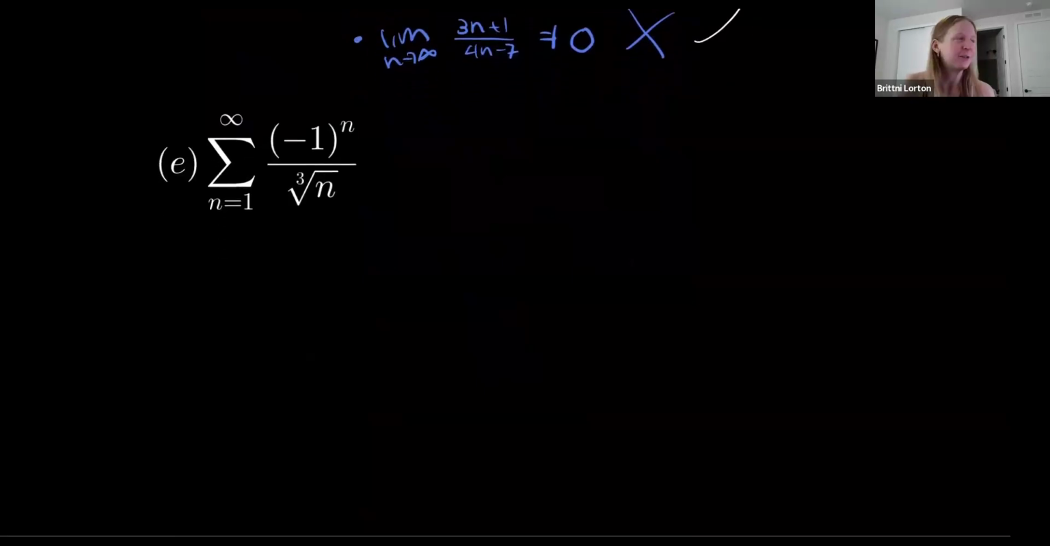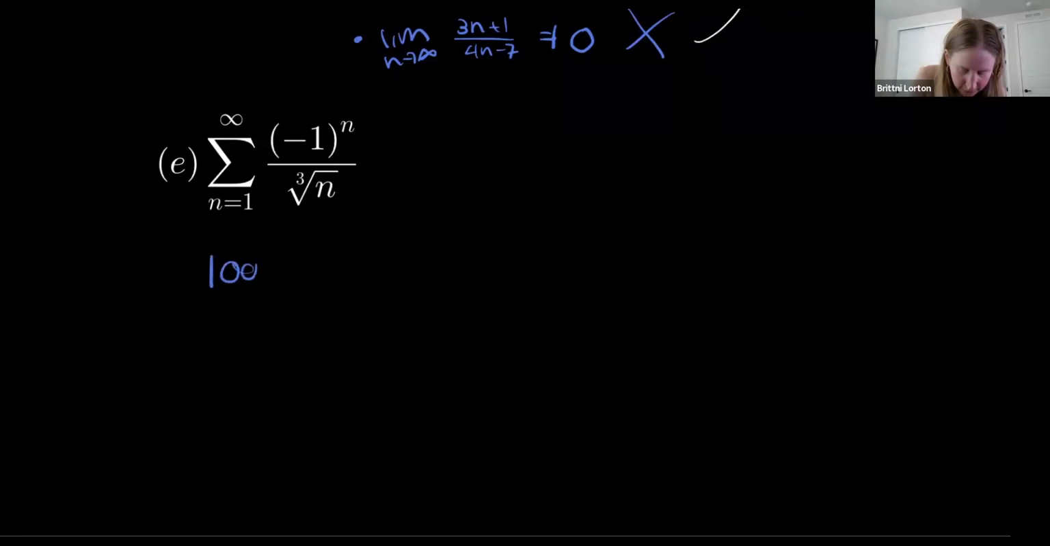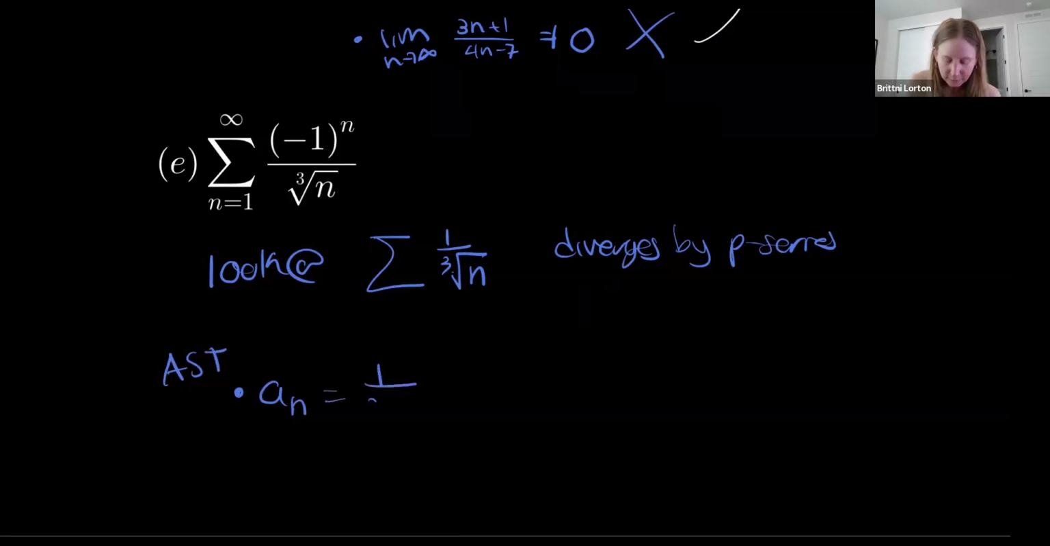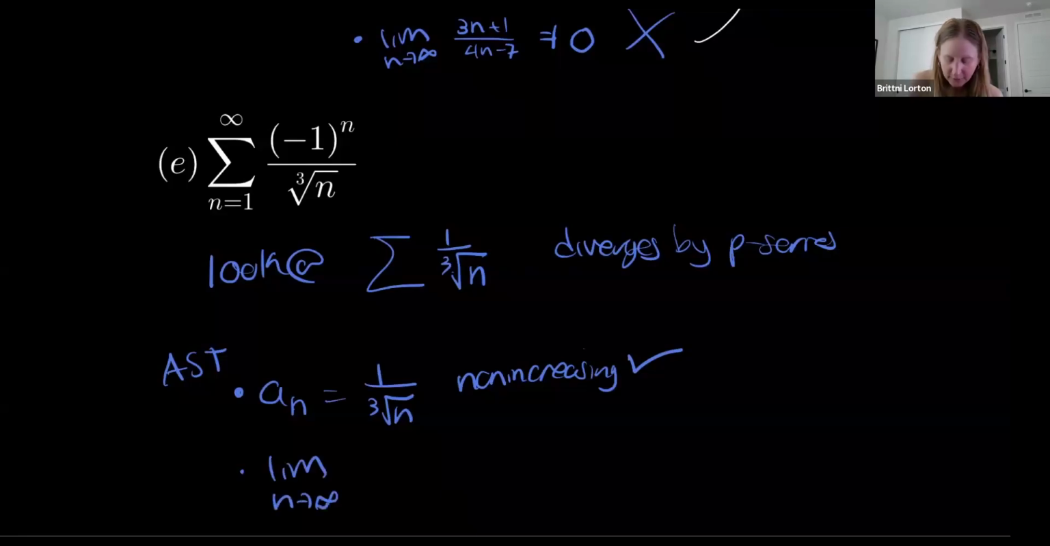Okay, let's just do one more. We're on a roll. It's always worth it to have a little bit of extra practice here. Same idea. First, step number 1, look at the series without the alternating, and you're going to realize that this one diverges by the p-series test. And so then if I were to do the alternating series, I would have to do the alternating series test. I would notice that a sub n is 1 over the cubed root of n, which is definitely non-increasing. And you would notice that the limit as n goes to infinity of 1 over the cubed root of n also goes to 0 for sure.